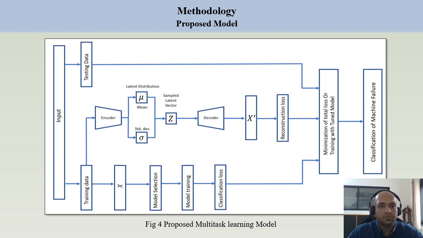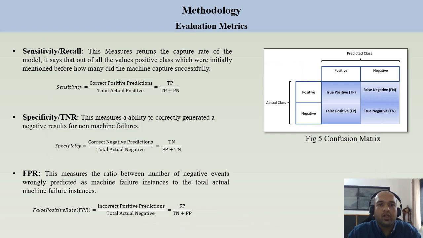Original data is compared with the autoencoded data, and the difference between them is considered as the reconstruction loss. The primary loss of classification is added to the reconstruction loss, and the combined loss is reduced using the MTL model. To evaluate model performance, we have evaluation metrics.